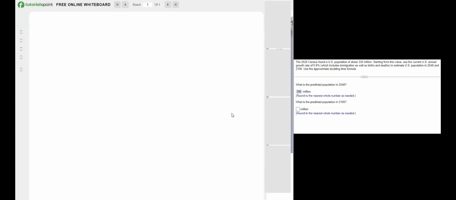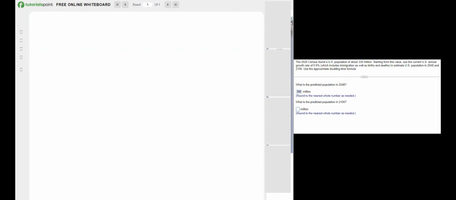Let's take a look at this doubling time question. There is one answer here already, but we will go through the process to find them both. The 2020 U.S. Census found a population of about 330 million. Starting from this value, use the current U.S. annual growth rate of 0.6%, which includes yada yada, to estimate the U.S. population in 2048 and 2106.